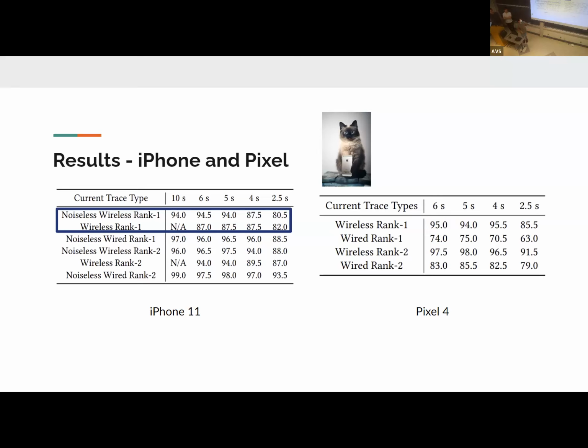However, even in the worst case, for the noiseless wireless trace at 2.5 seconds, you can still see that we can achieve an accuracy of 80.5%, which is pretty good. It can still fingerprint a lot of information and reveal a lot of the user-sensitive information. You can also see this for the Pixel 4, where the lowest at the wireless rank 1 at 2.5 seconds is over 85% as well.